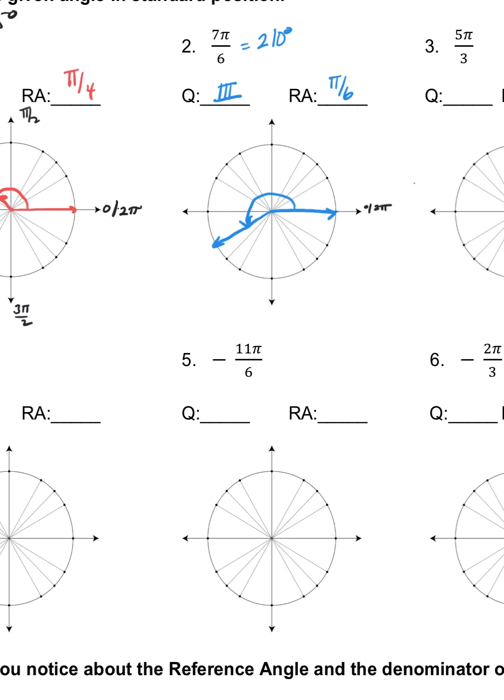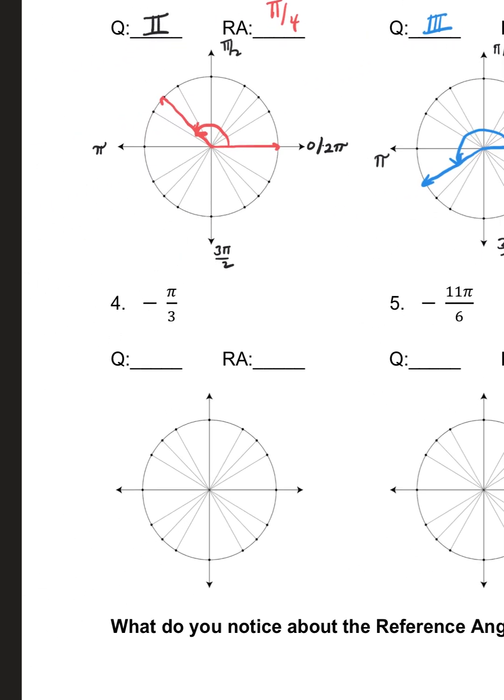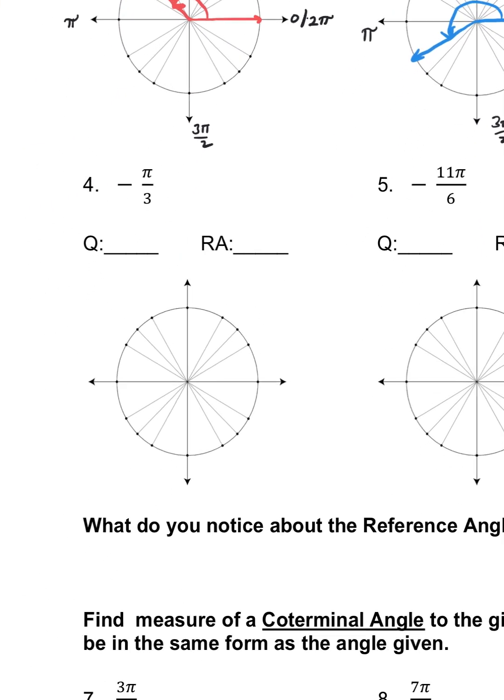90 degrees is pi over 2. Sorry, I have a tendency to write it in degrees first. Pi and 3 pi over 2. Okay, so this is what number 3 should look like. Okay, I'm going to do number 4 with you in negative, and then I want you to do the rest. So make sure you label everything accordingly.